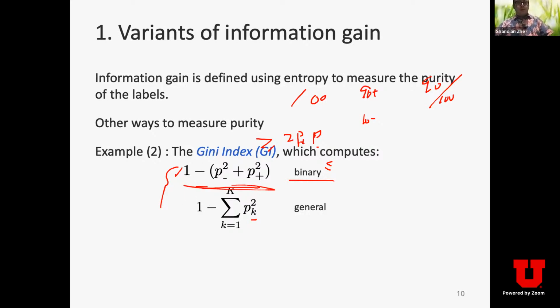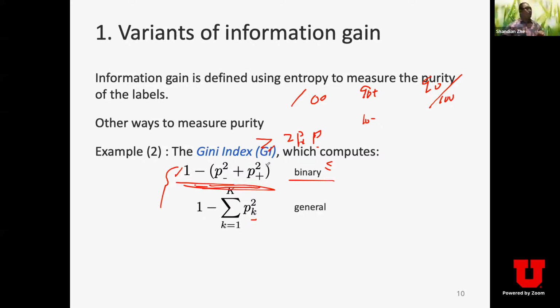And just be aware, this guy is always non-negative. Why? The summation of all the proportions is 1. P plus plus p minus is 1, and remember, p plus and p minus are between 0 and 1. If you take square of them, you're going to reduce their scale. So their summation must be less than 1, not equal to 1. So that means this guy is always non-negative. And when one guy takes 1, the other guy must be 0, then your Gini index is down to 0, which is minimum.